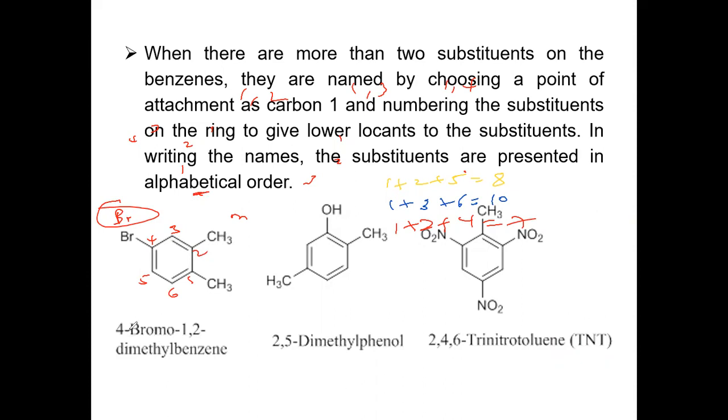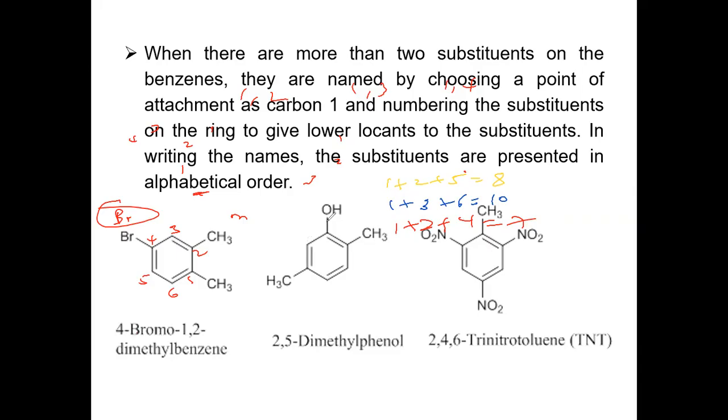And now, between the number and the letter, we use a hyphen. Between two numbers, we use a comma. These are basic rules that we should know. So 4-bromo-1,2-dimethyl benzene. Very simple.